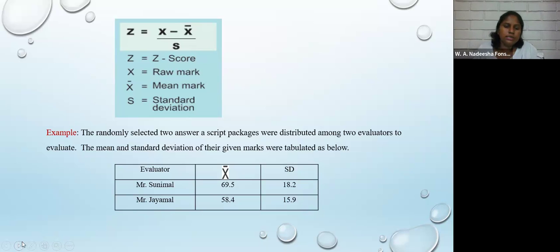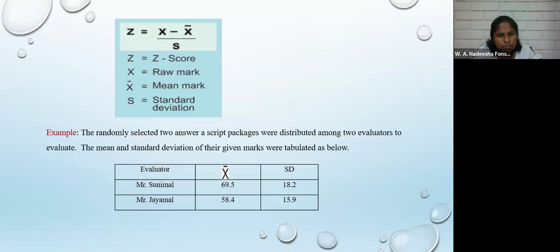So here, for example, assume that we give the same Sinhala paper to the whole Grade 9 section of students. Then we collect their papers and randomly select 10 papers, and another 10 papers. So there are two paper packs with 10 papers each.